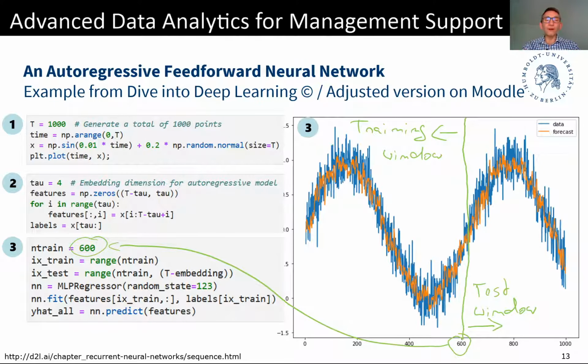Okay, to the Python experts, don't be angry with me. If I index my data in this way, then data point 600 would not be part of the training set, it would be part of the test set.